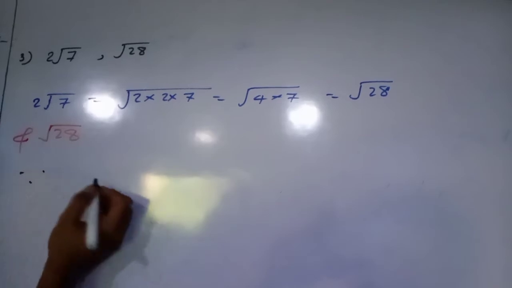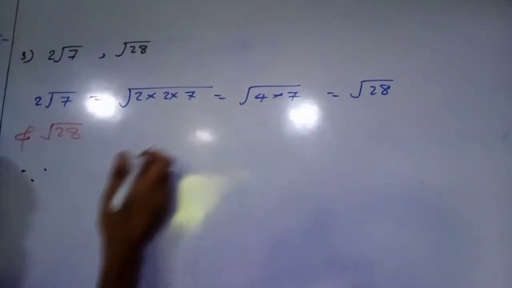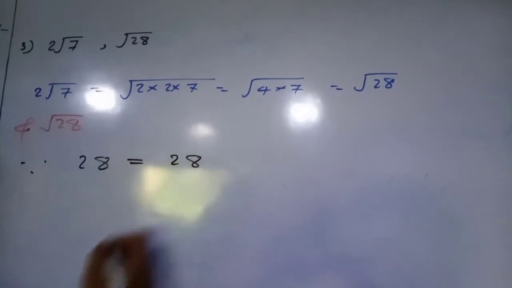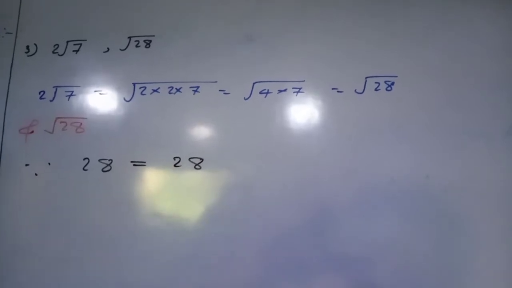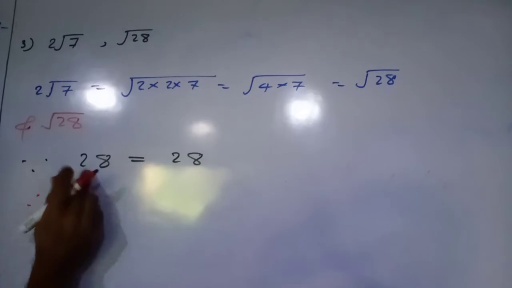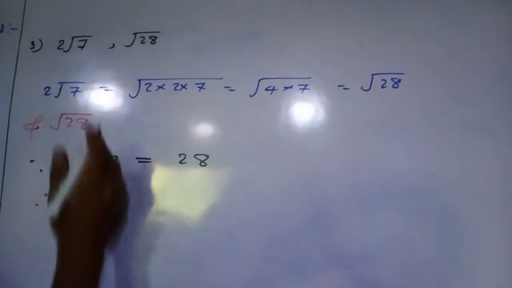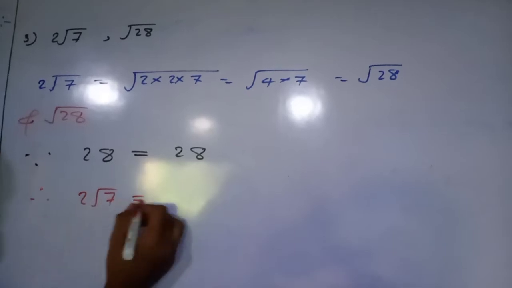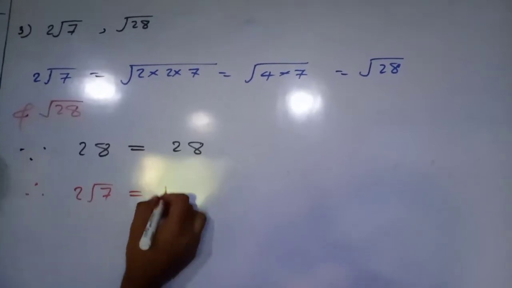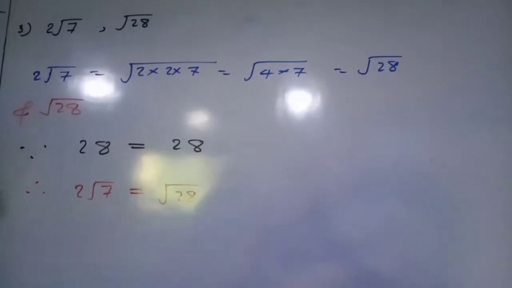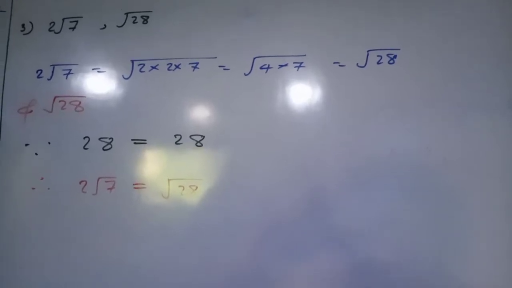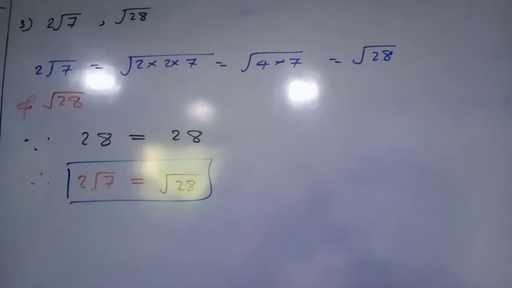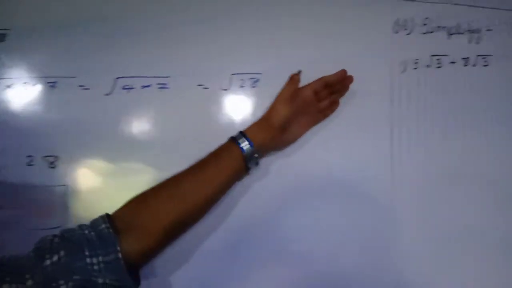Because this 28 is equal to this 28, yes, these two are 28. Therefore we can say at the place of this 28 we have to write 2 root 7 is equal to, at the place of this 28, root 28. So this way we can do the comparison between these two sets. Now move on to question number 6.